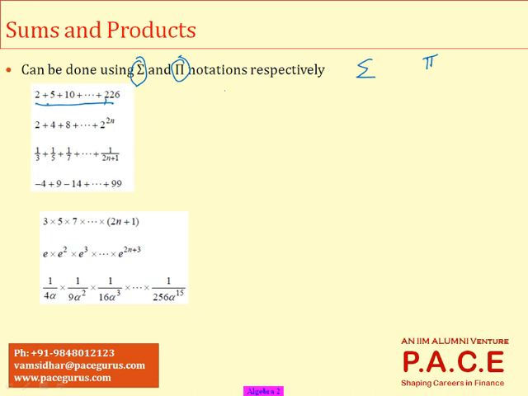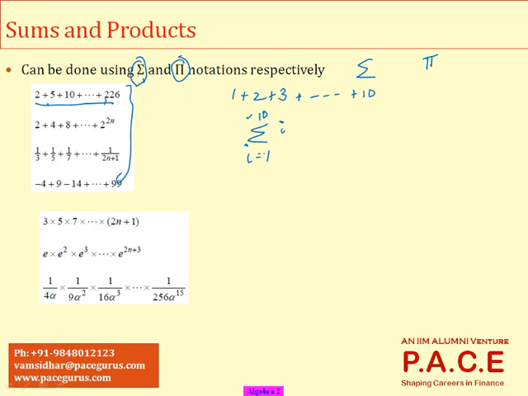Before we start writing some of our examples, I'll take simple ones. 1 plus 2 plus 3 plus so on up to 10. The way I will write it is sigma i equal to 1 to 10, i. It means I will take values 1, 2, 3, 4, so on up to 10, and each one is added to itself.